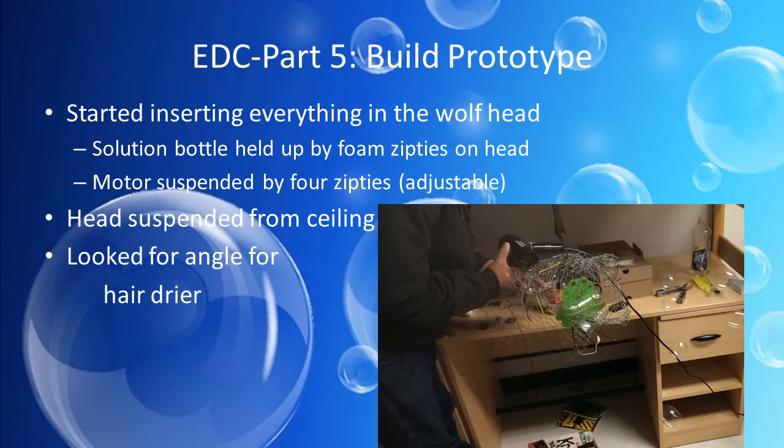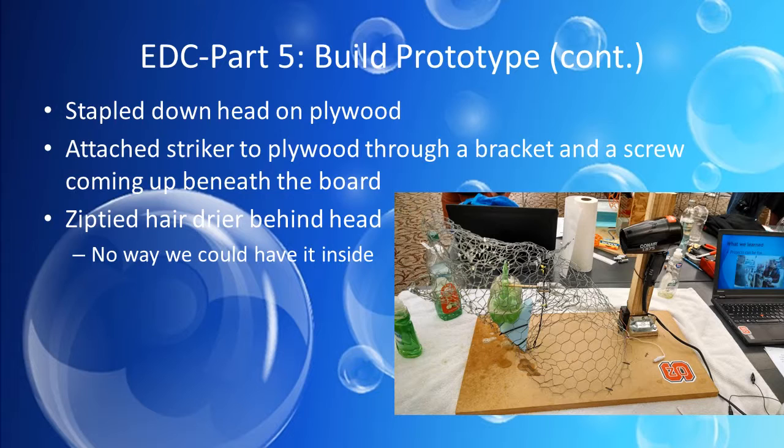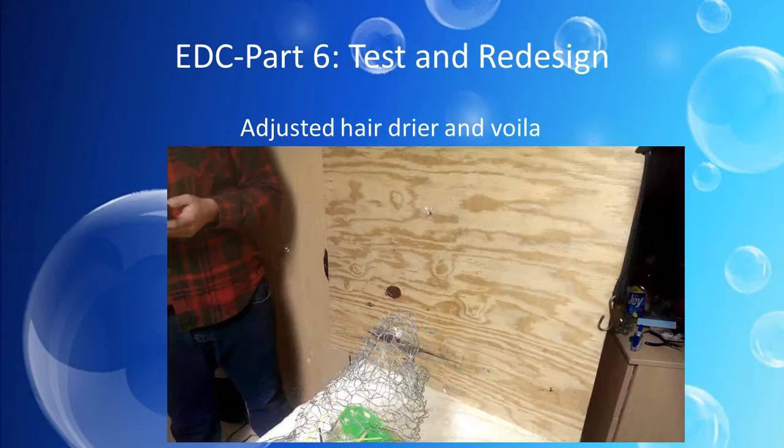By using zip ties, we could also adjust the motor in each direction to get the right angle we needed. We then began to find an angle for the hairdryer that would produce our desired result of a strong stream of bubbles. Before testing for the correct angle, we decided to mount the head to a horizontal piece of wood so it was secure. We then attached an 18-inch long 1x2 board using a bracket and a screw through the bottom to secure it in place, and then mounted the hairdryer with zip ties for easy access.